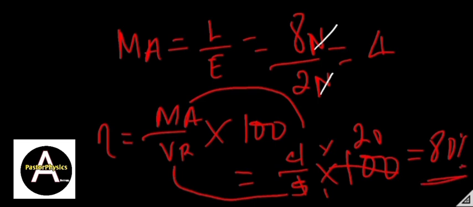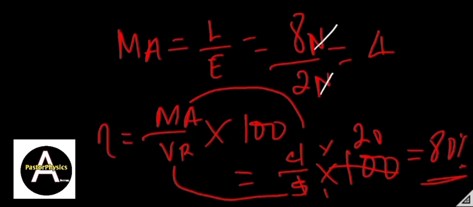Now let us go to our number 2 question. It says an effort of 300 newton is applied to a machine to lift a load of 1500. The machine has a velocity ratio of 20. Calculate A, the mechanical advantage, and B, the efficiency of the machine.